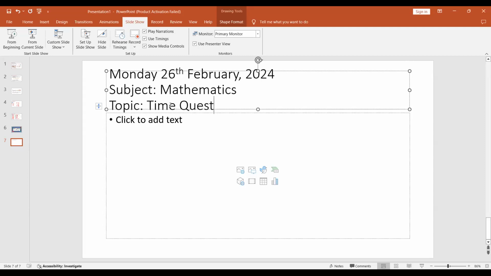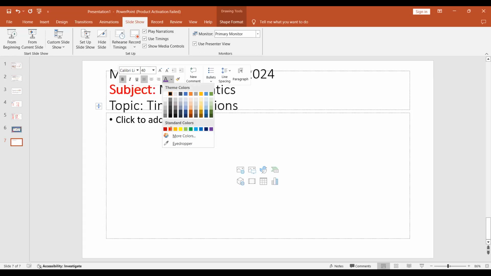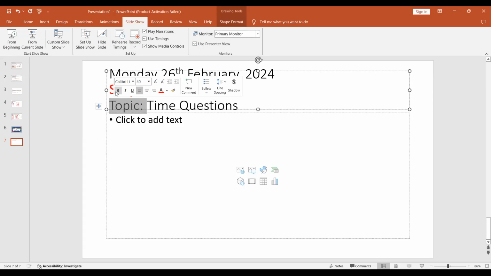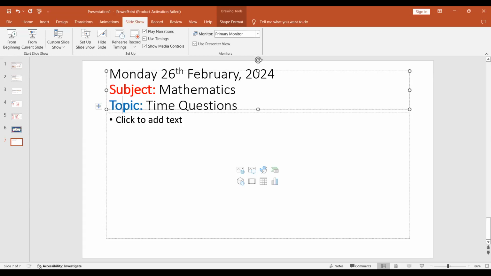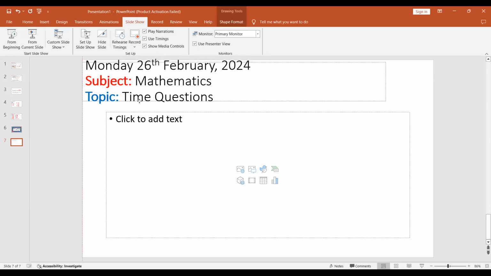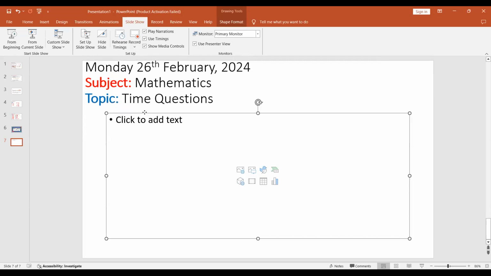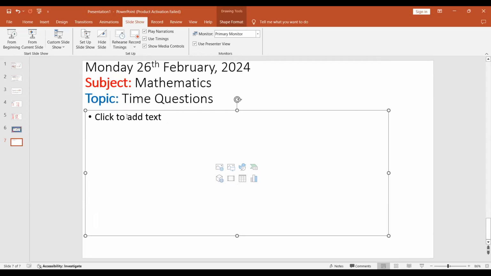Time questions. So stuff like elapsed time. Anyone ever did elapsed time? You never done elapsed time? That's strange. Okay. But today that's what we're going to be looking at, time questions. We're going to begin with this word problem on time questions.